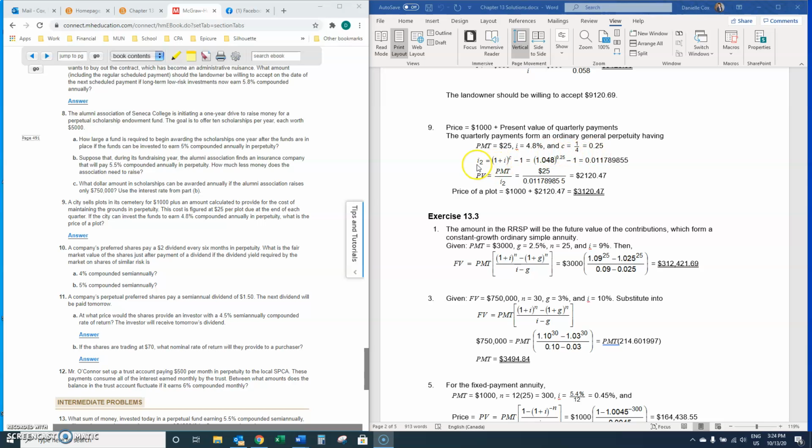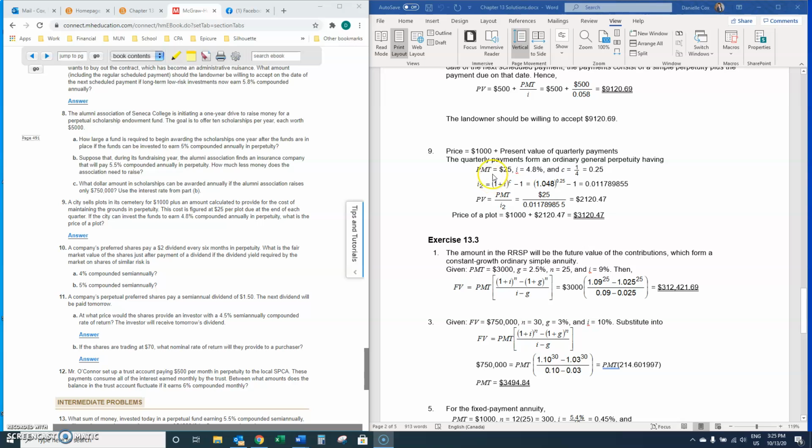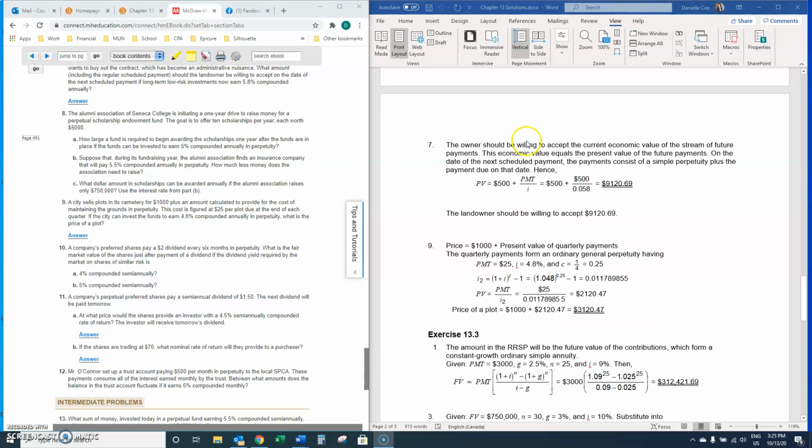Then we use this information to calculate I2, which is 1 plus I, and I was the 4.8%, to the power of C, which we calculated here at 0.25, minus 1. So 1.048, which is the 1 plus 4.8%, to the power of C, which is 0.25, minus 1, and we get this number.